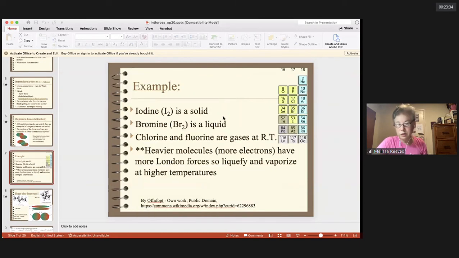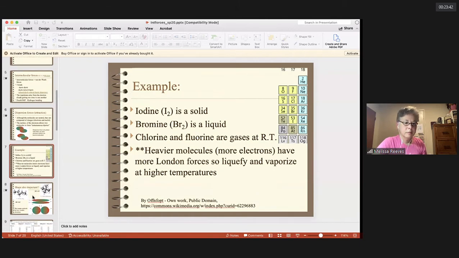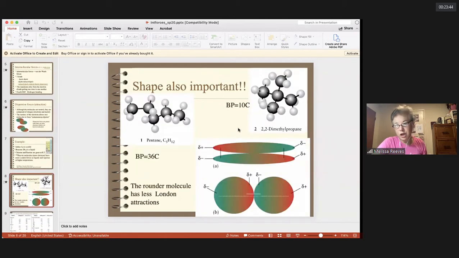Induced dipole is most important with heavier molecules because they have more electrons. The shape is important. Long, skinny things have much higher attractions than round things because the round things can only touch at one spot, and long, skinny things just have more surface area and can be in more contact with each other.